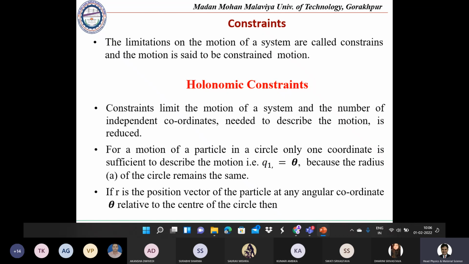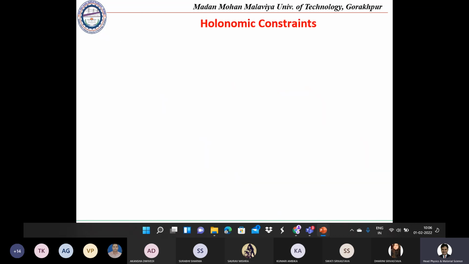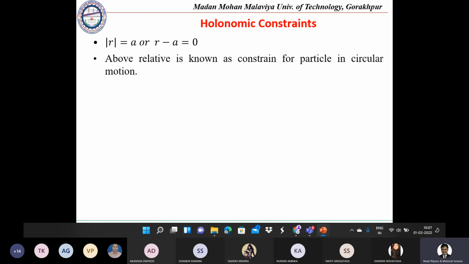So if r is the position vector of the particle of any angular coordinate theta relative to the center of a circle, then we will define it that the mod of r is equal to a, यानी जो maximum value r की हो सकती है वो will be equal to a, and a will be always less or equal than r. So obviously if we are considering the particle is always at the boundary, then at all the time this r will be equal to a and this r minus a will be equal to 0. This is the constraint for that.